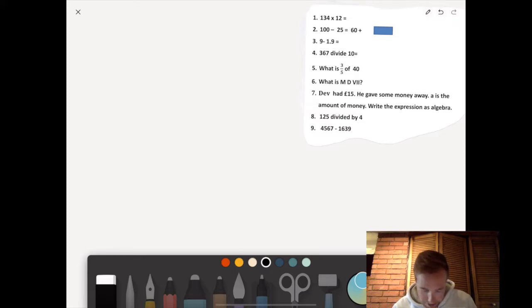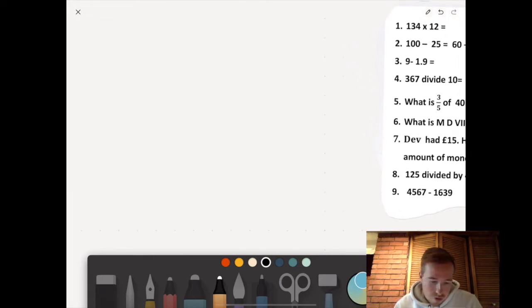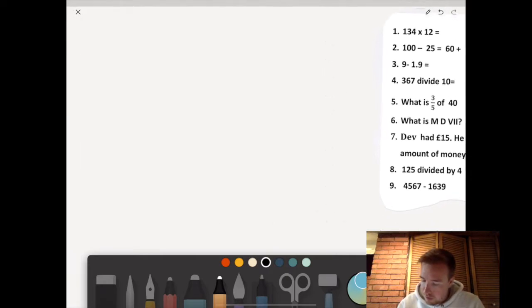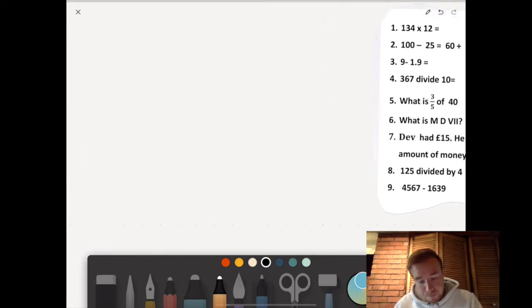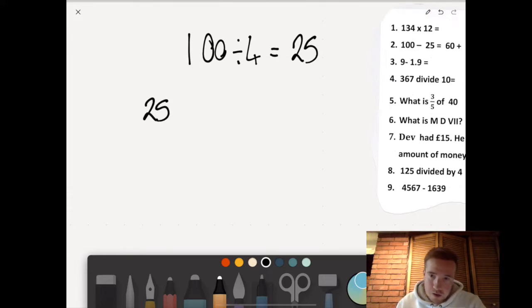Okay, number 8. 125 divided by 4. Okay, bit of a trickier one, this one. Couple of methods of doing it, I suppose. For me, I'd be looking at partitioning. So I'd be doing 100 divided by 4, which I know off the top of my head is 25. And then you're left with doing 25 divided by 4. That's much trickier. However, I know what 25 divided by 2 is. So what I'm just going to do is halve 25 and halve it again.